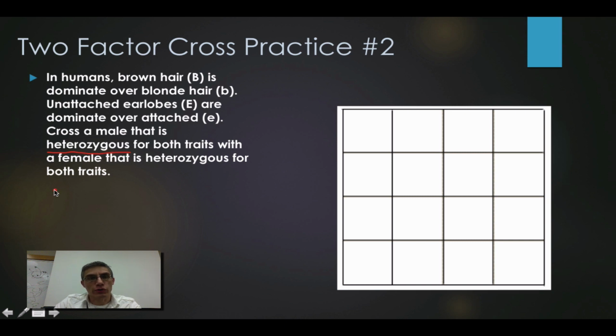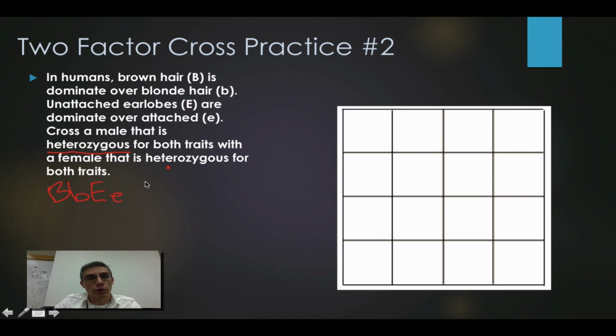So we'll start off with that first parent. So capital B, lowercase b, capital E, lowercase e. Now we did that because they're heterozygous. Remember, hetero means different. So we have a different allele in that setup. So capital B and lowercase b. It's the same gene, but different alleles.